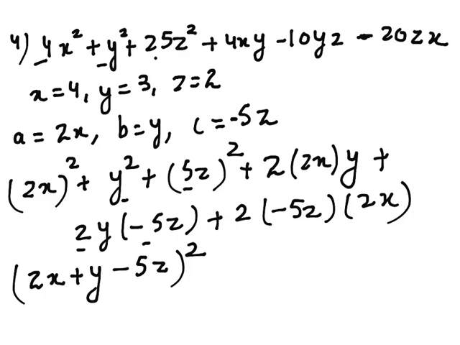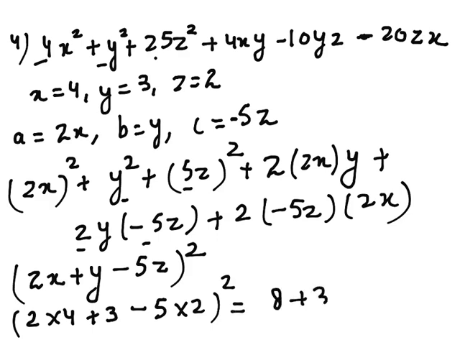Now let's put the values of x, y and z. So what we will get? (2 times 4 + 3 − 5 times 2)². It will give us 4 times 2 is 8, plus 3 minus 10, whole square. 8 plus 3 is 11, 11 minus 10 is 1. 1 square will give us 1. So from this we get the value of this expression as 1.